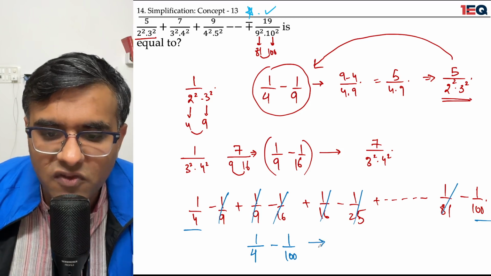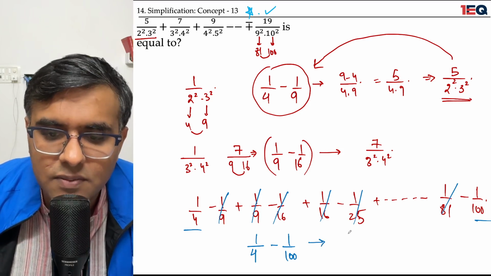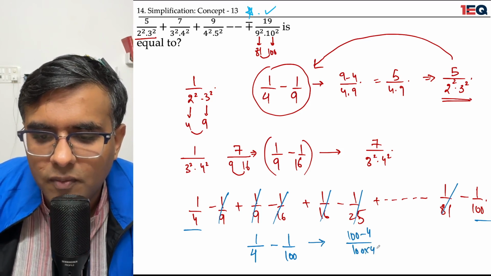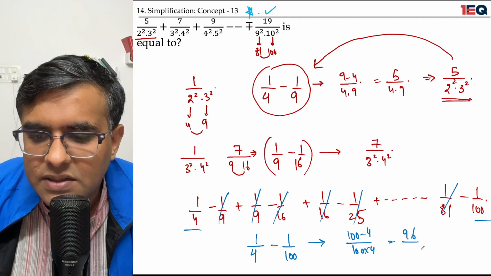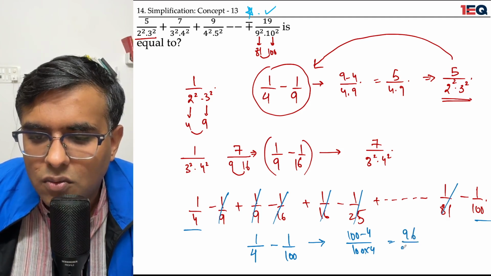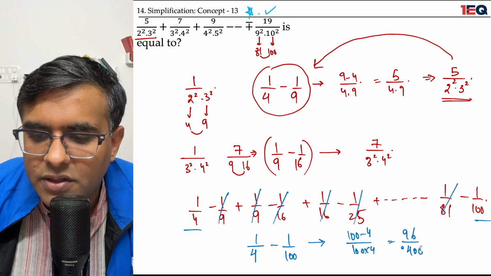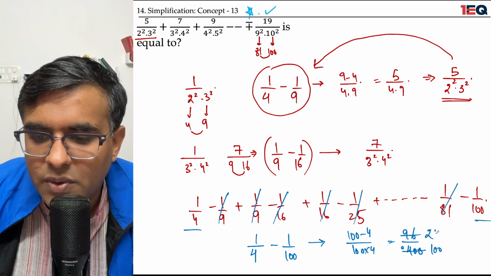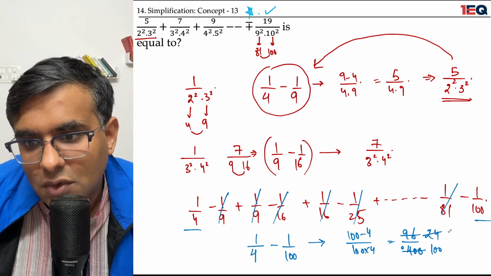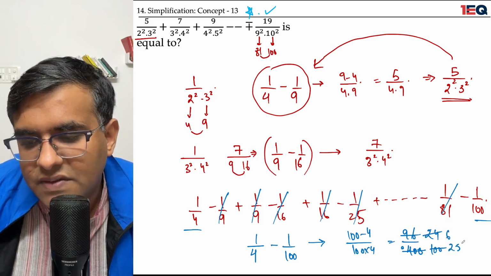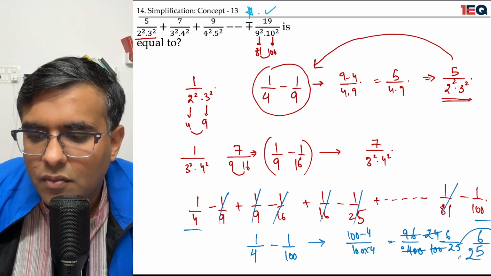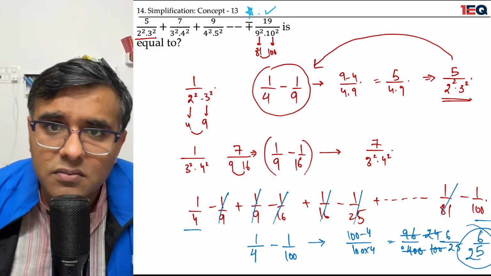So 1 by 4 minus 1 by 100 is (100 minus 4) whole upon 100 into 4. This is equal to 96 upon 400. So 4 ones are 4, this is 100, and then this is 24. Then 4 6s are 24 and 4 25s are 100. So my final answer comes out to be 6 upon 25. That is what we were looking for.